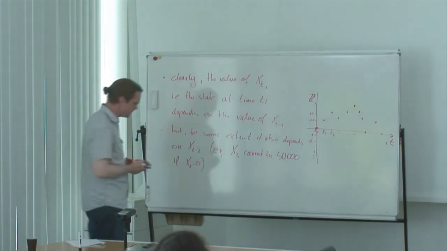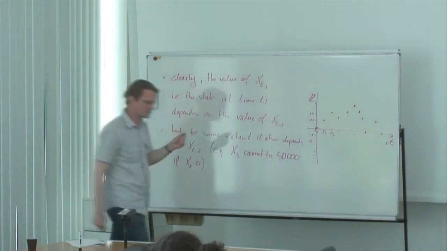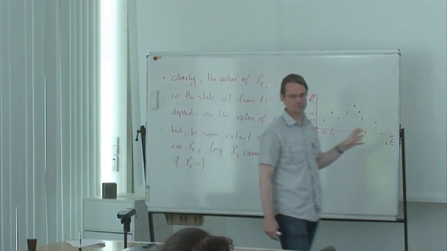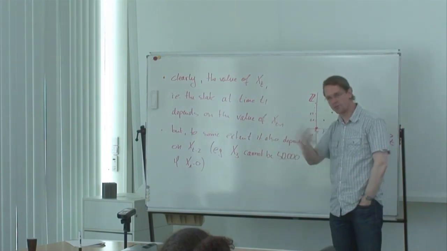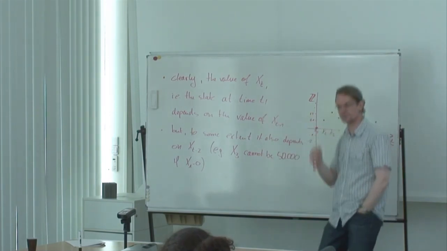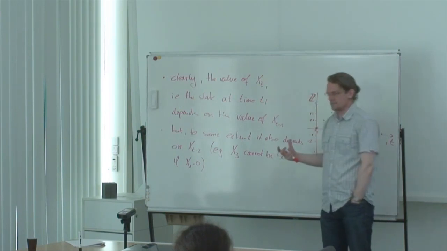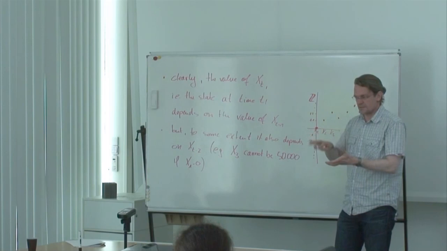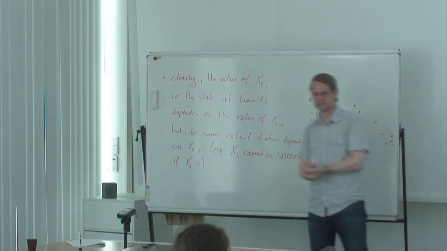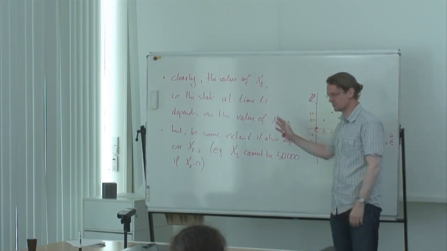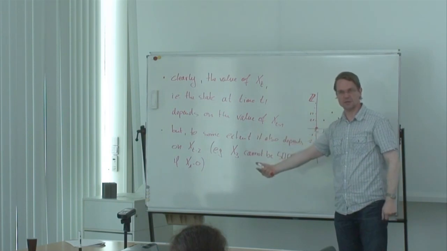So the two equations I erased would suggest that the values of these random variables depend on the values of their predecessors. Obviously, right? This is exactly what the equation said. But there is a hidden fact, not apparent from the equations directly, that the values also depend on more of the past than just the immediate past.